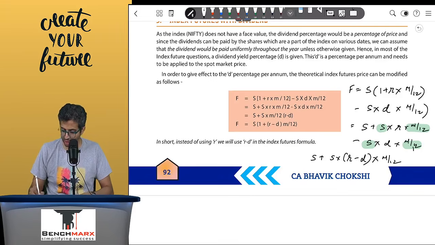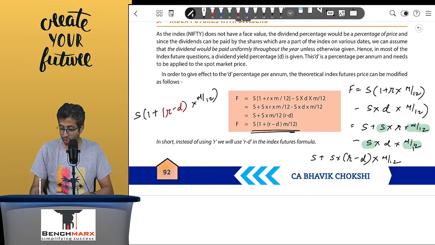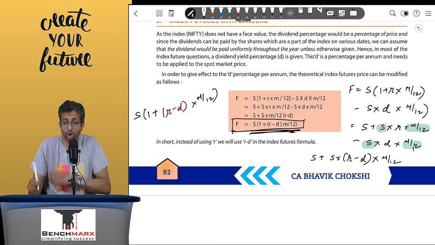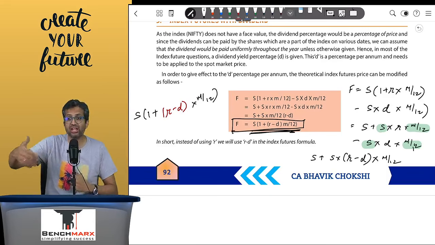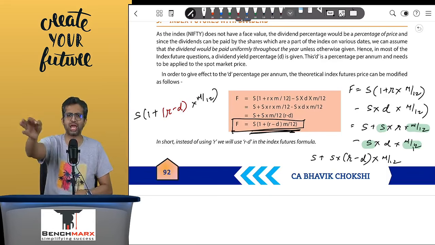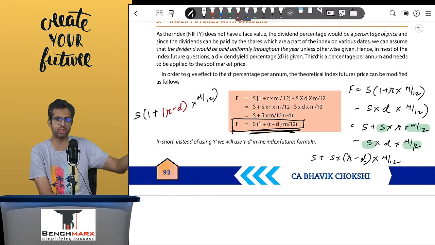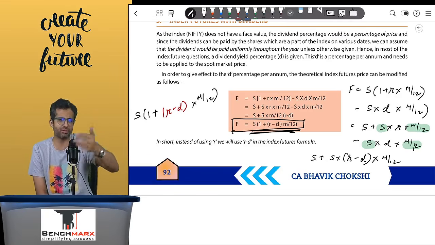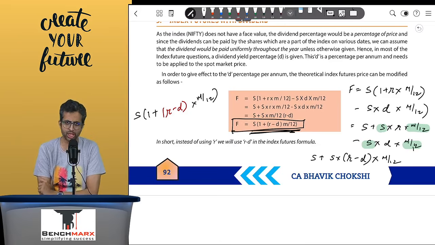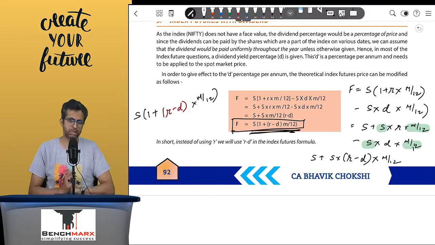And if I again take S common, the standard formula that you get is S into 1 plus, instead of R, R minus D into M by 12. So this is your usual formula that you will apply in all cases where the dividend rate is a percentage per annum rate and based on the market price. Usually in stock futures, dividend is a percentage of the face value and not the market price, and it is not a percentage per annum value, it is a dividend to be received as on a particular date. So this is your usual formula. I hope you are broadly clear with this.